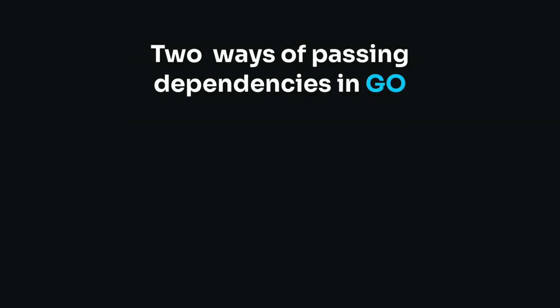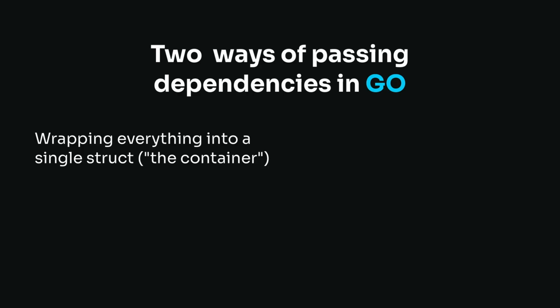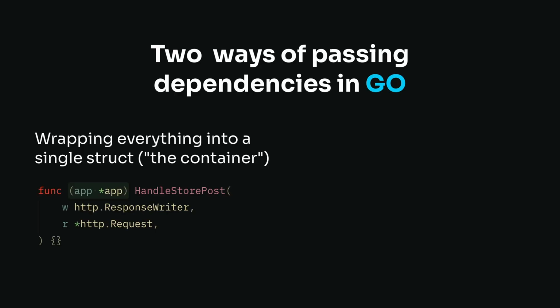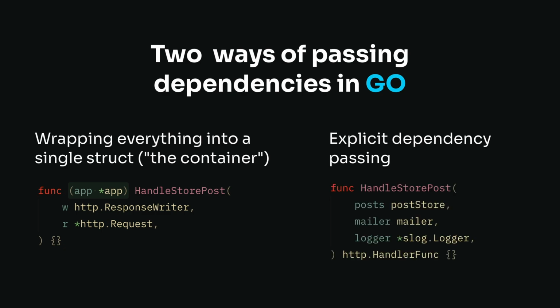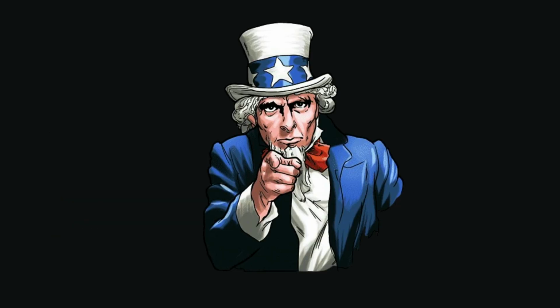So today we're going to look at two common ways of passing dependencies in Go. Wrapping everything into a single struct, aka the container, and then using it as a method receiver, and passing dependencies one by one explicitly. Each approach has its strengths and weaknesses, and in this video we'll look at both, where they shine, where they suck, and how to choose one that makes sense for you.